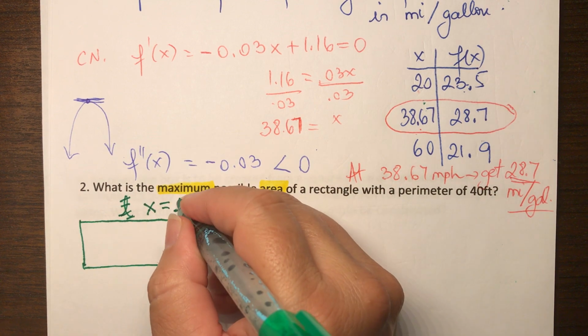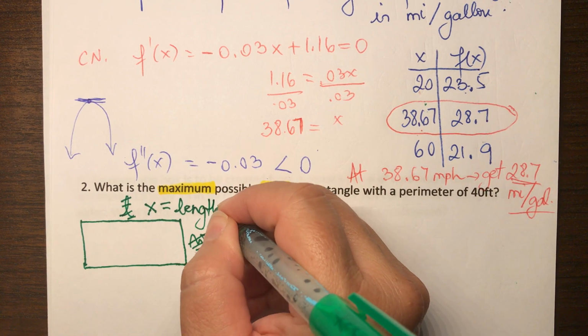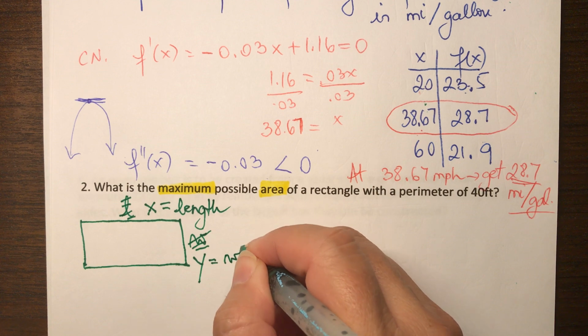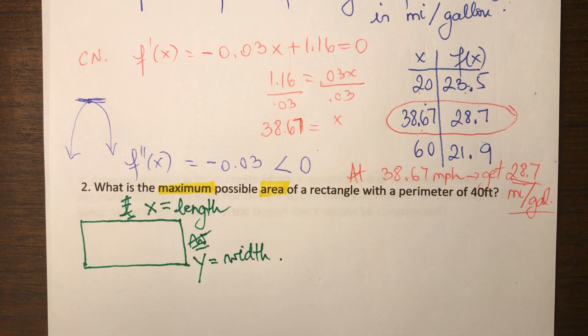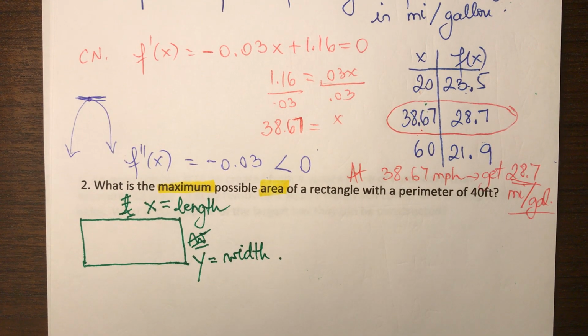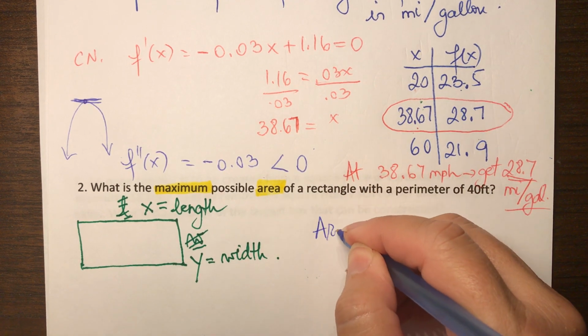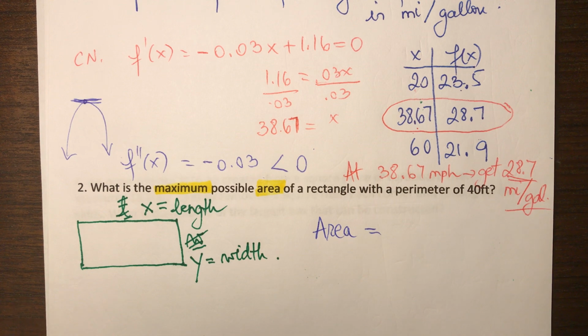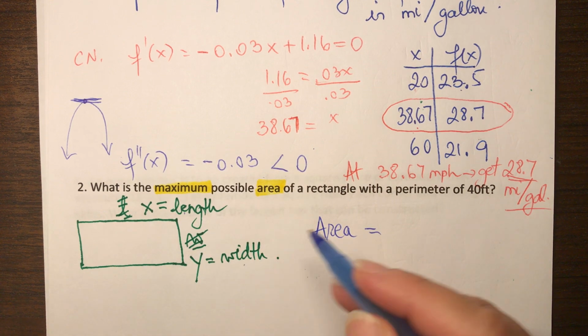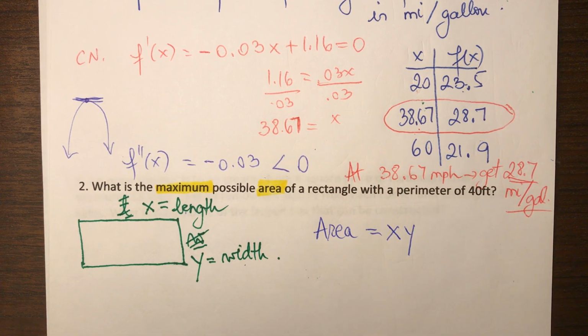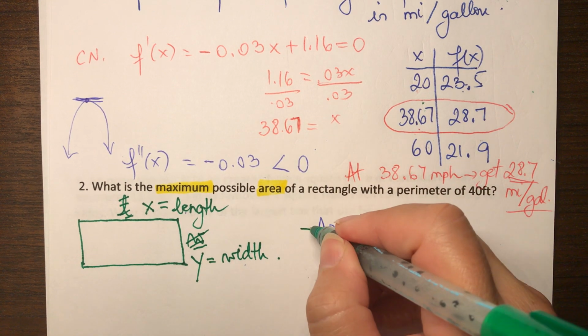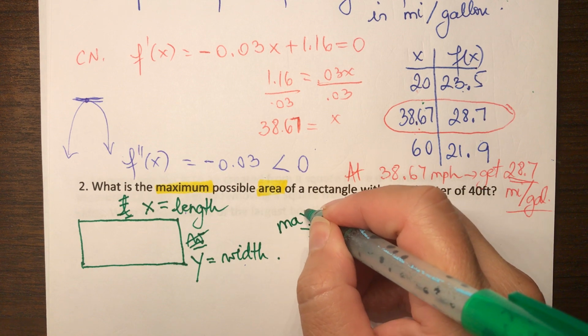So let X be our length, and let Y be the width of this rectangle. Okay, so what do we want to do? We want to maximize the area. Great. What is the area of a rectangle? Well, the area of a rectangle is length times width. So it's X times Y. Great. What do we want to do with this area? We want to find its maximum. Okay.